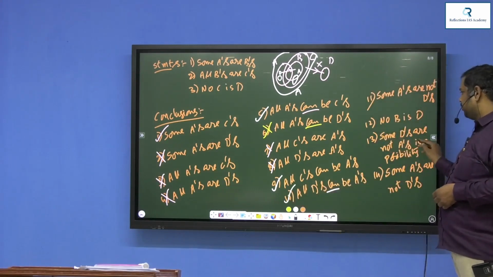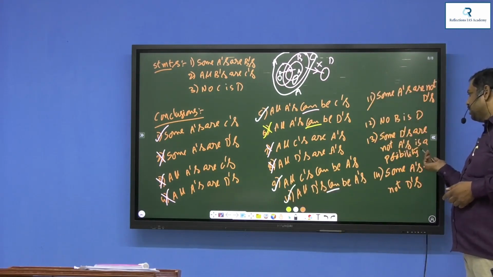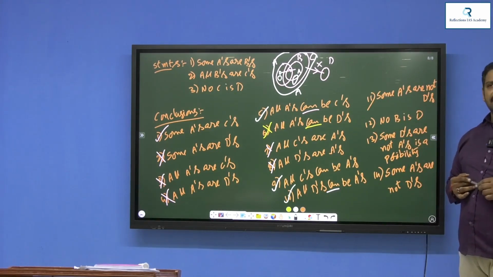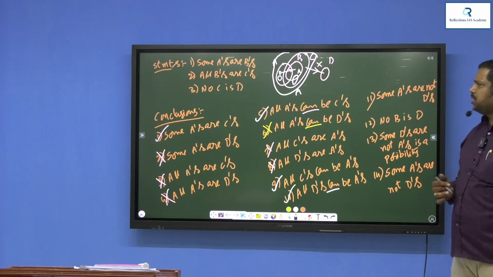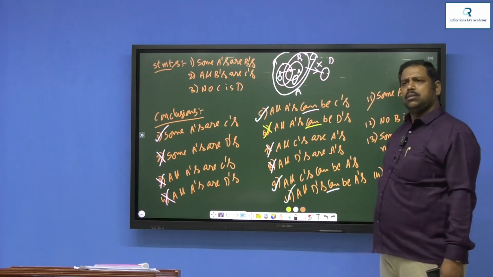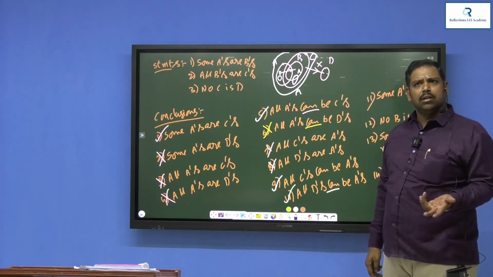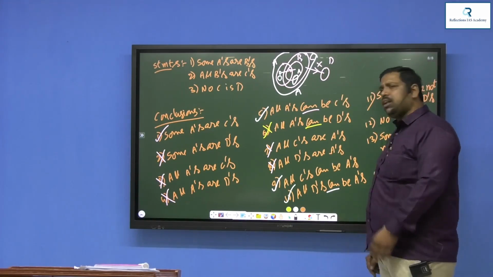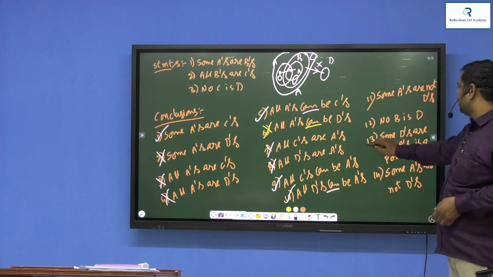Okay, 13th one. Some D's are not A's. Is a possibility. Some D's are not A's. Is a possibility. Sir, no need to draw a diagram, sir. Observe that here I found some D's which are not A's. Yes or no? Is it possible or not possible? So, is an amendment required or not required? Okay, directly the 13th one is correct.